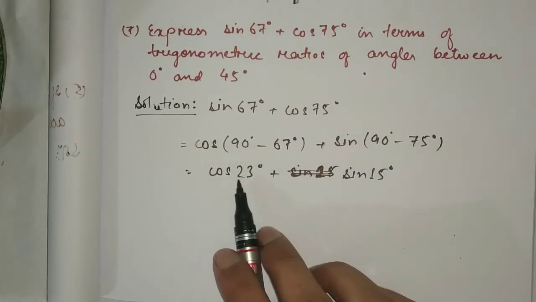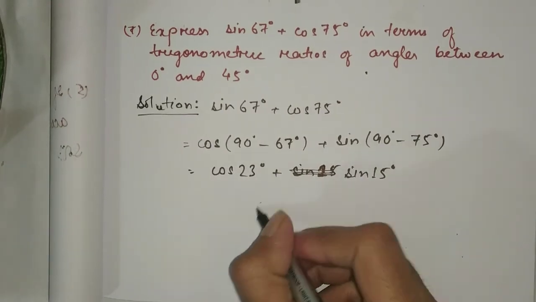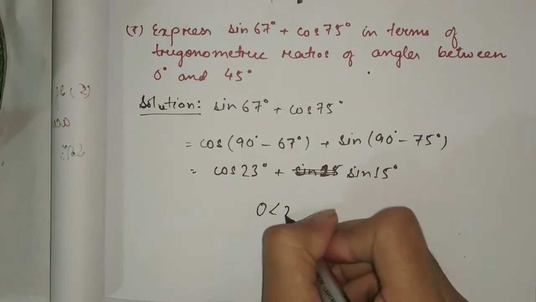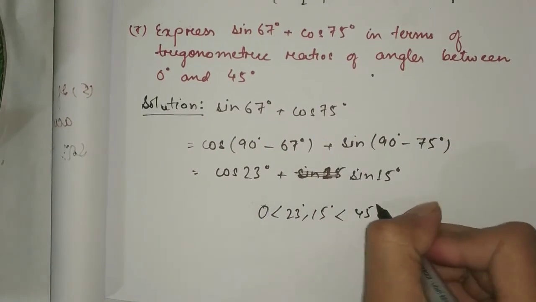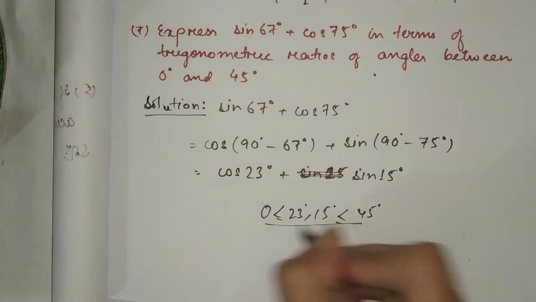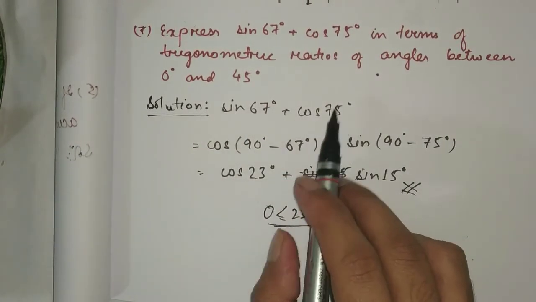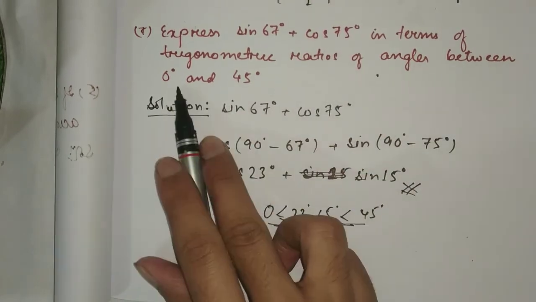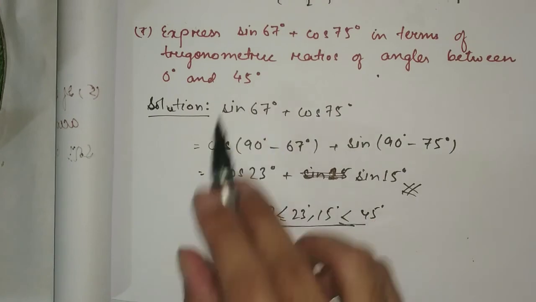So it becomes cos 23 here and sine 15 here, and we see that both 23 degree and 15 degree are between 0 degree and 45 degree. So this is the required angle. We have expressed this term in terms of trigonometric ratios of angles between 0 and 45 degree. Here 23 and 15 both are between 0 and 45 degree.